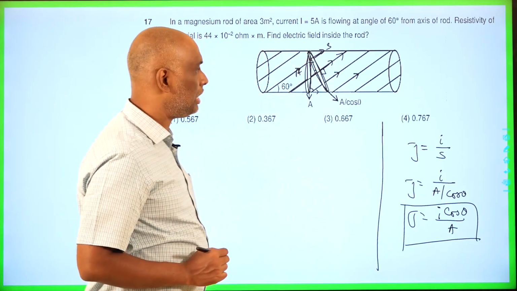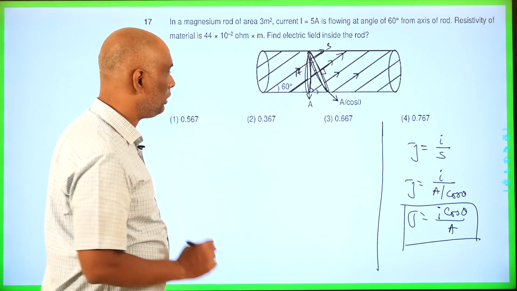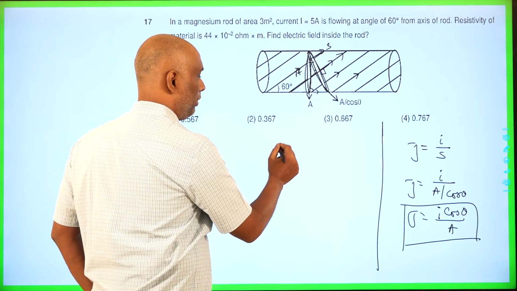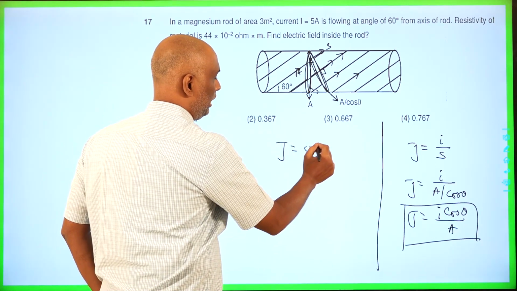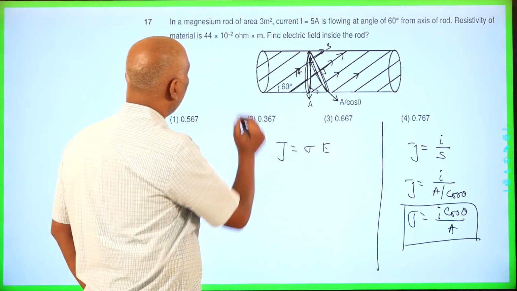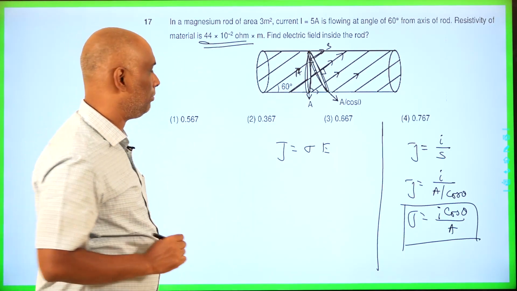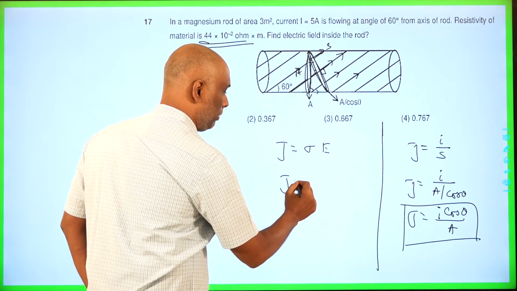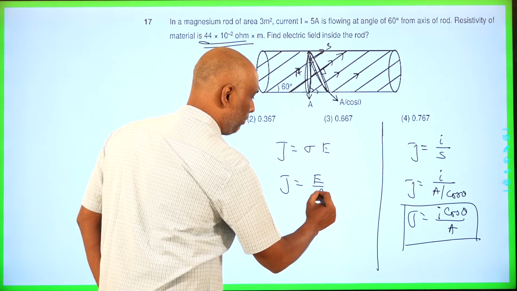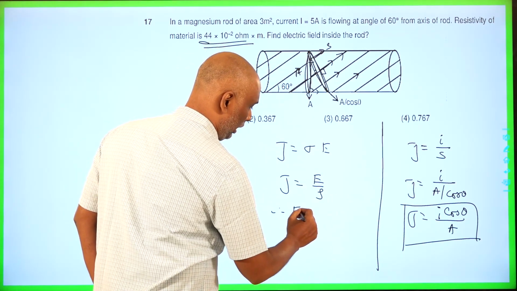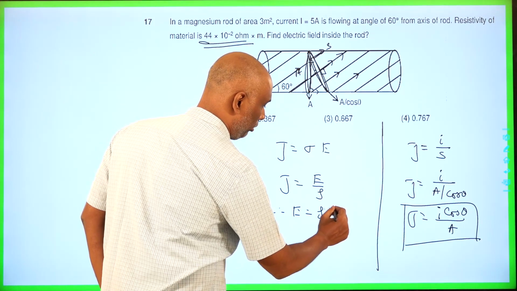Once we have the current density, according to Ohm's law, J equals sigma into E. Here in the question the value of resistivity rho is given. So J should become equal to E divided by rho. Therefore, E should become equal to rho into J.